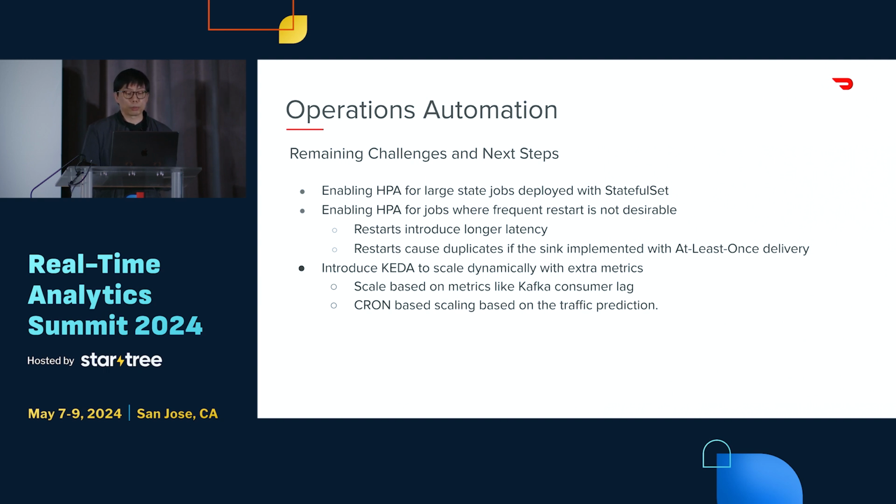So we are still exploring how to improve this within KDA. Basically, we want to have some cron-based scaling based on the traffic pattern. We can generate traffic predictions based on an ML model, and this will reduce the frequency of the scaling.